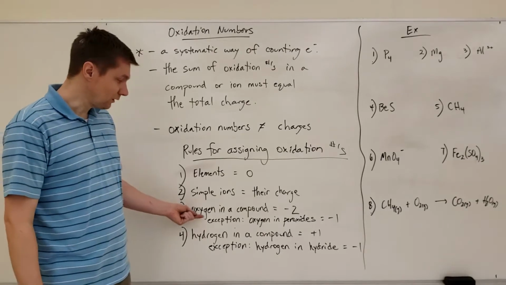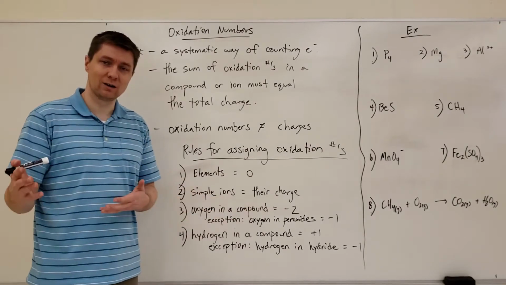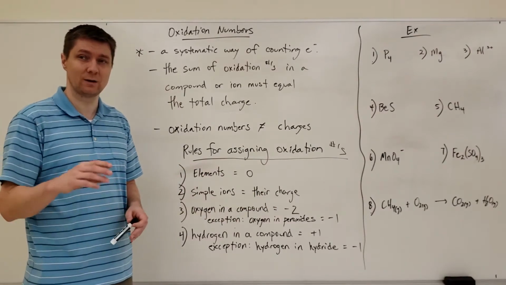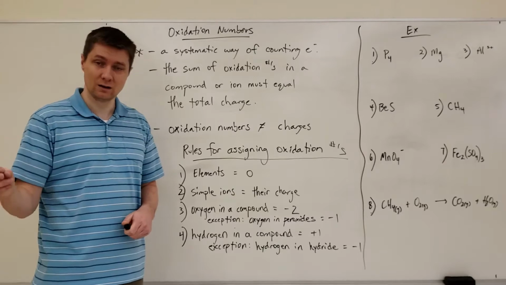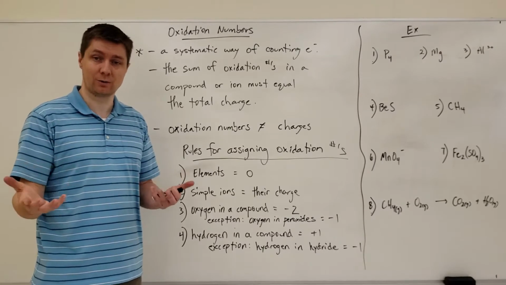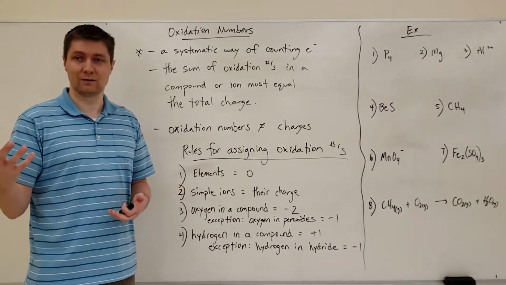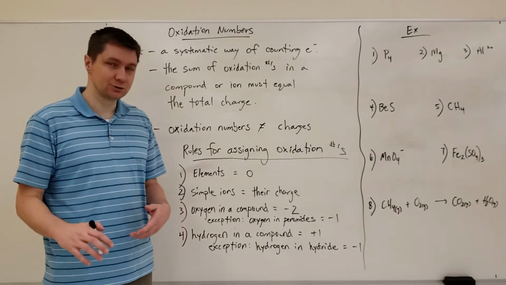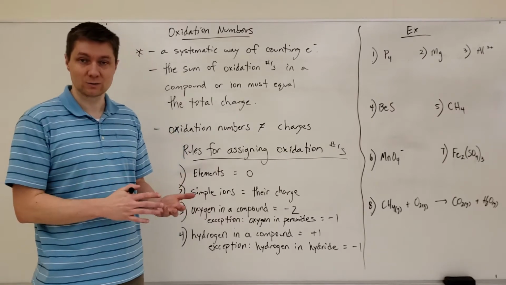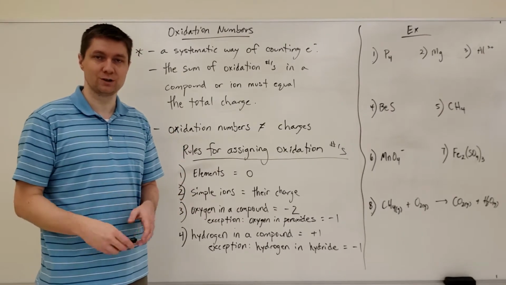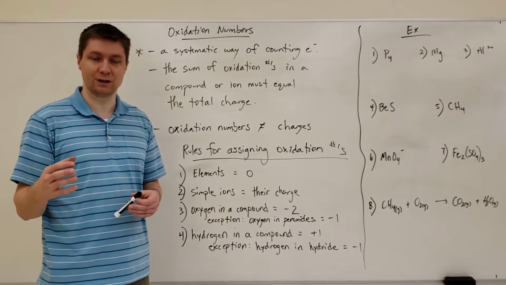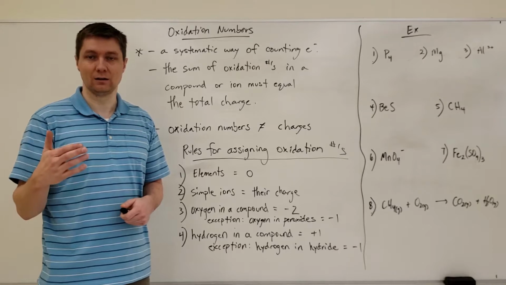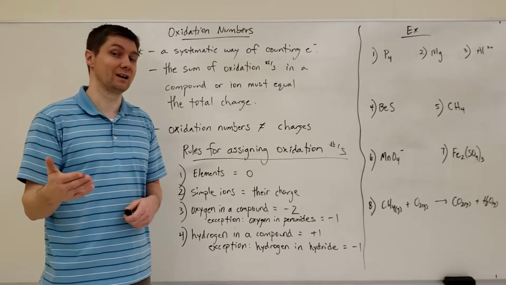Number 3, oxygen in a compound. When I find oxygen in a compound, it's going to have an oxidation number of -2. There's one exception to this, and that's when we find oxygen in a peroxide compound. So for example, in hydrogen peroxide, oxygen is going to have an oxidation number of -1. And the last rule is hydrogen in a compound is going to be +1. Again, one more exception to this, and it's when I find hydrogen in a hydride compound, hydrogen in that compound is going to have an oxidation number of -1.